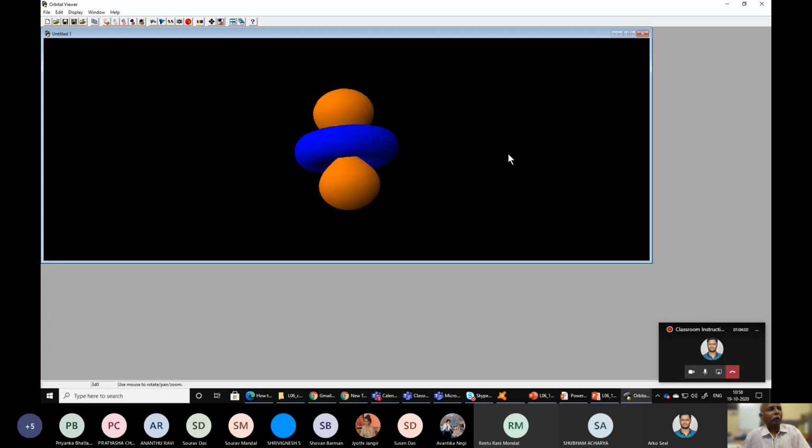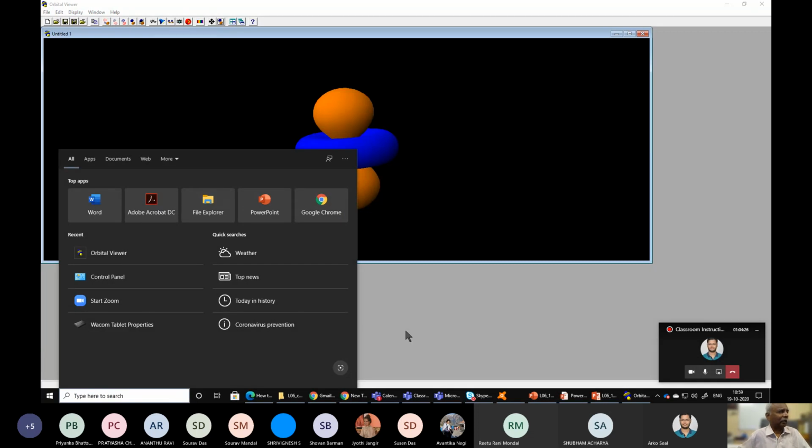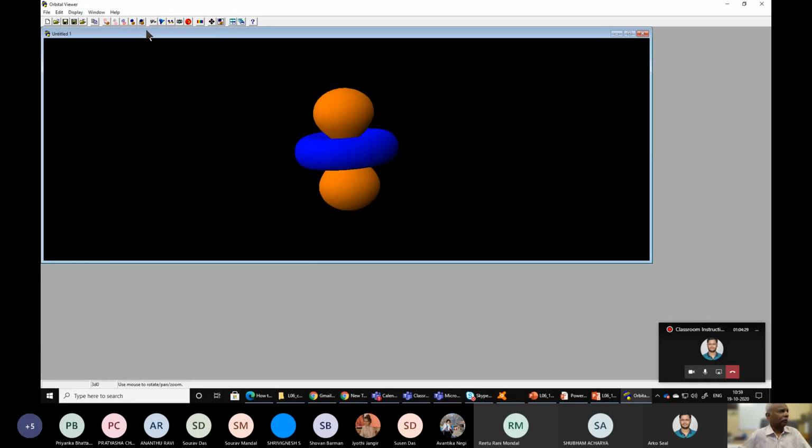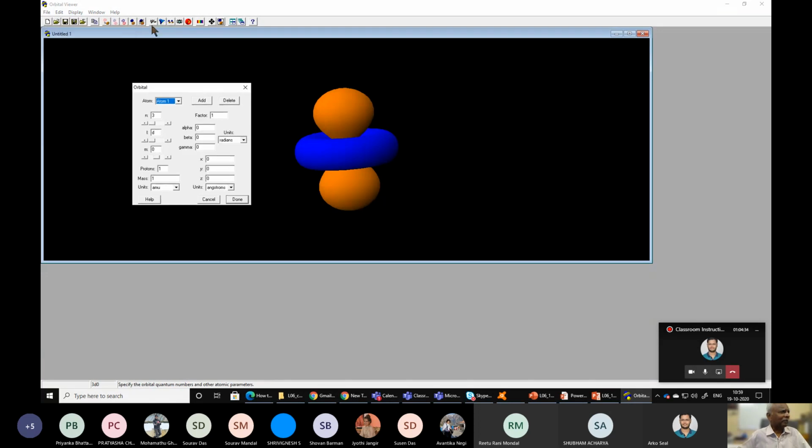Okay, so I hope you're able to see my screen. Anytime you want to draw an orbital, you first start the orbital viewer program. That is just called orbital viewer, OV, on my computer. This comes as OV. If you want to draw a new orbital, you have to press the button which is labeled with psi.